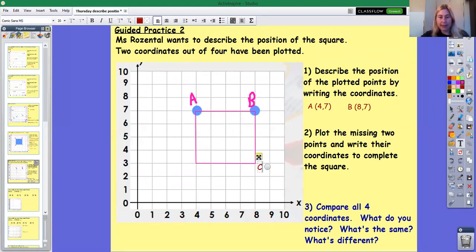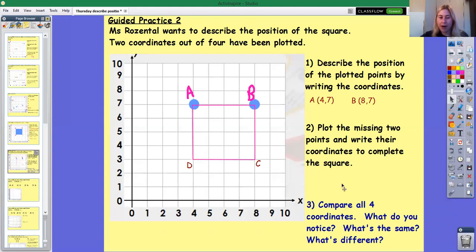I can label my vertices. So if I label this vertex C and this one D, now I'm ready to plot those missing coordinates and write what the coordinates are. So hopefully you have the exact same points as me. Now I actually wrote them before, here they are. So there's C, 8, 3, and there's D, 4, 3. Hopefully you agree.